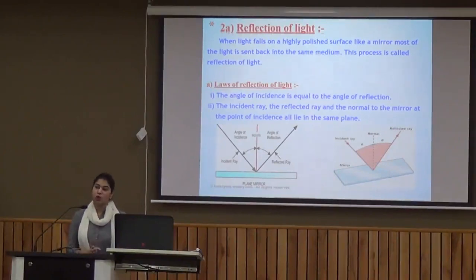So the first law for the reflection of light is that the angle of incidence is equal to the angle of reflection. That is, angle i is equal to angle r. The second law is that all three, the incident ray, the reflected ray and the normal, lie on the same plane.